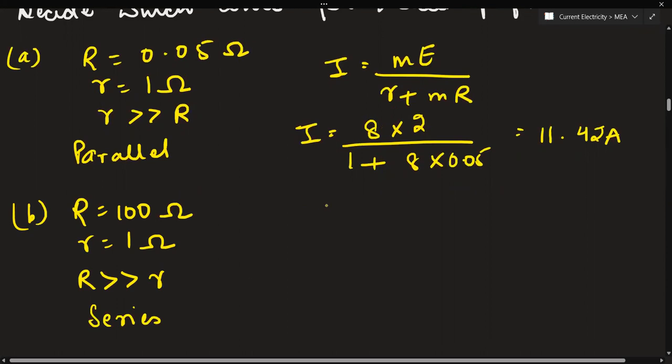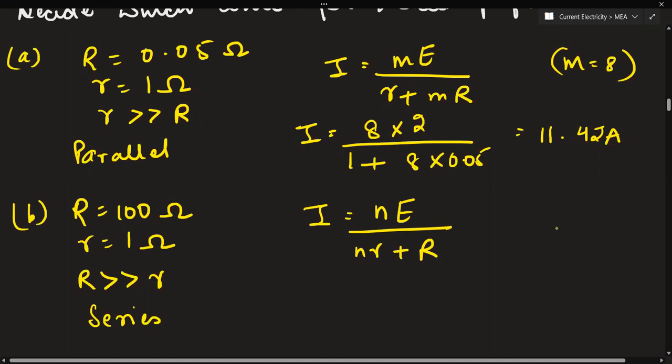So what was the formula in series combination that we saw? nE divided by n small r plus capital R. Now the number of cells here is 8 only. For both the parts you have 8. So n also becomes 8. Here M was 8, here n will become 8 because both are the same. Nothing is mentioned especially for the number of rows and number of cells. Right now 8 identical cells are connected. Only this much is clear.